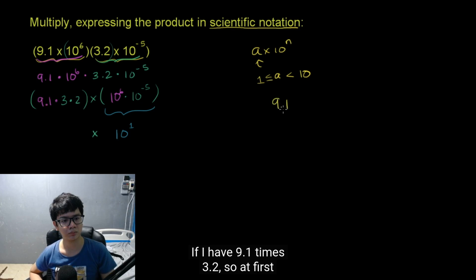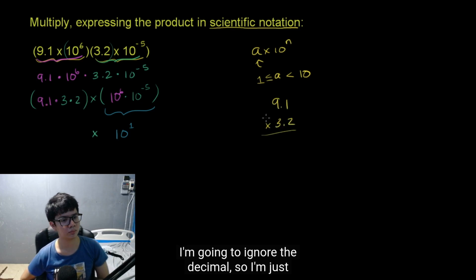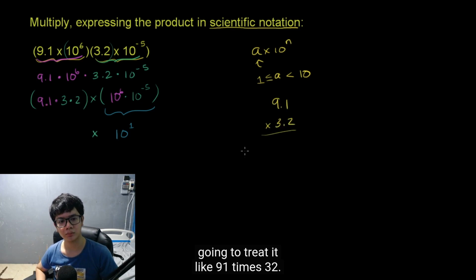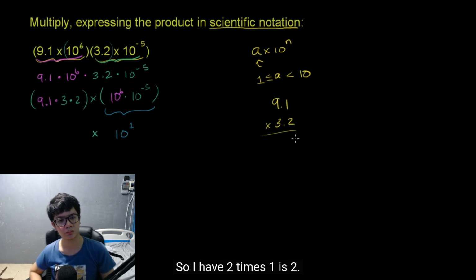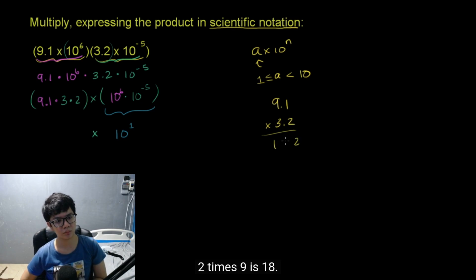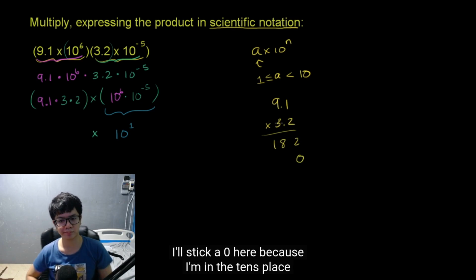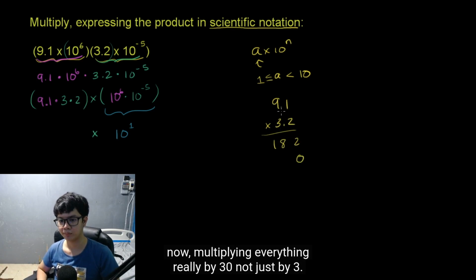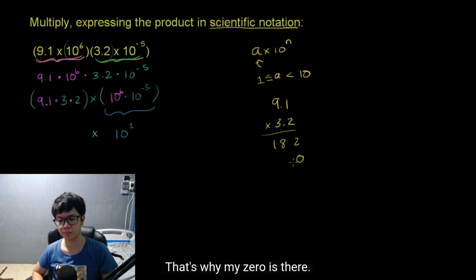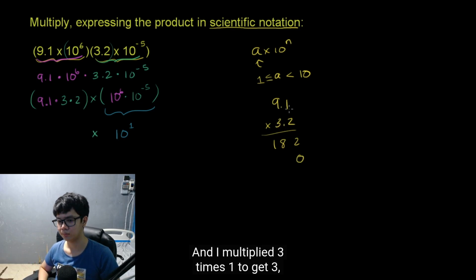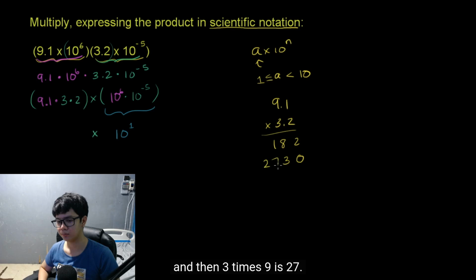So if I have 9.1 times 3.2, first I'm going to ignore the decimals. I'm just going to treat it like 91 times 32. So I have 2 times 1 is 2. 2 times 9 is 18. Take a 0 here because I'm in the tens place now, multiplying everything really by 30, not just by 3. That's why my 0 is there. And I multiply 3 times 1 to get 3. And then 3 times 9 is 27.